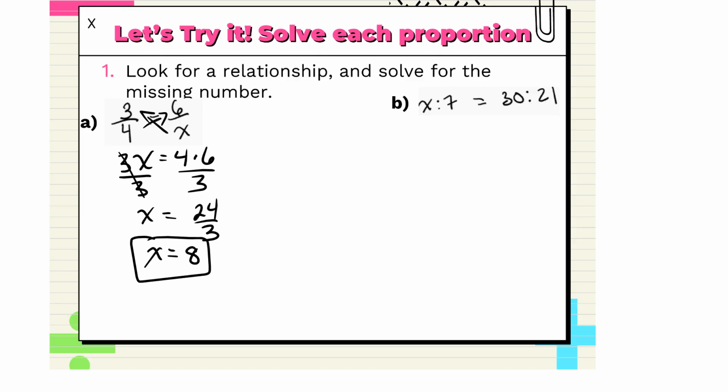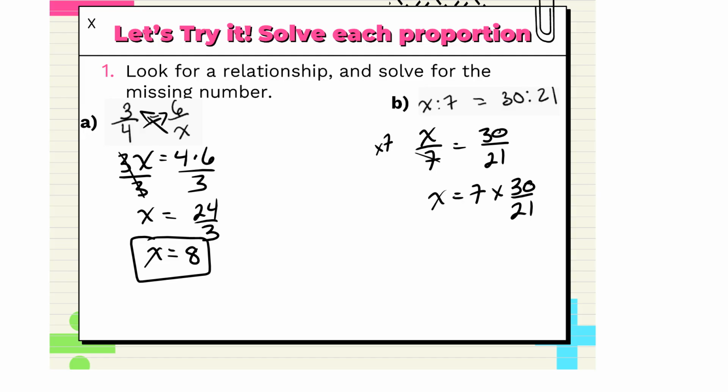Let's look at the next one. We've got x is to 7 as 30 is to 21. In this case now, because the x is on the top, I don't need to do the full cross multiplication like I normally would. I can do a little bit of a shortcut here. I'm going to multiply both sides by 7, which will cause that to cancel out, and then I multiply the other side by 7. So I end up with x is equal to 7 times 30 over 21.